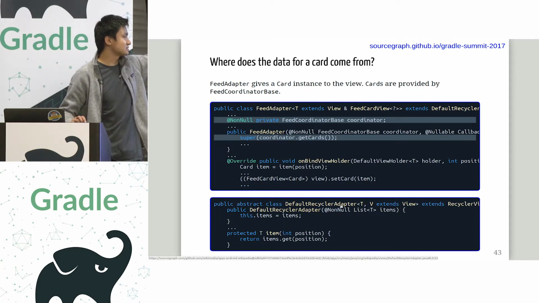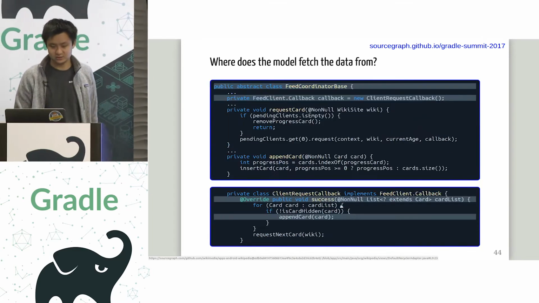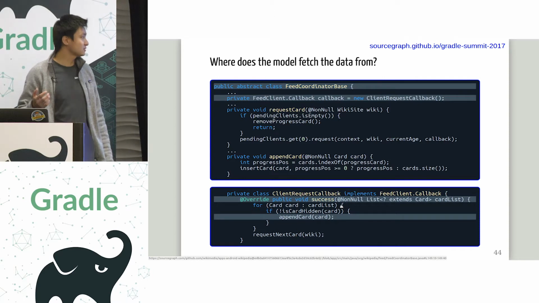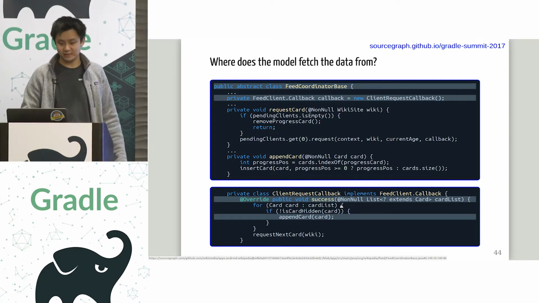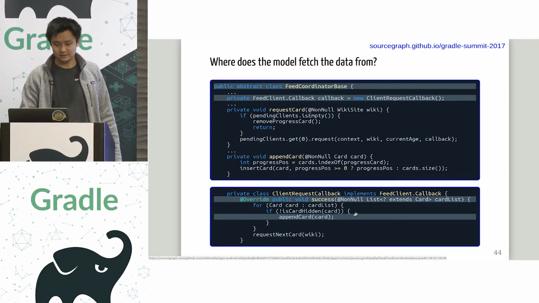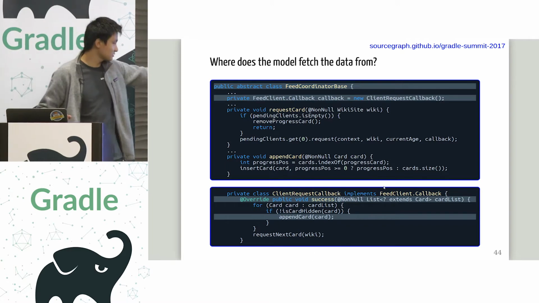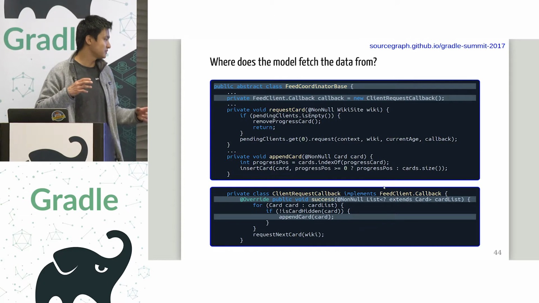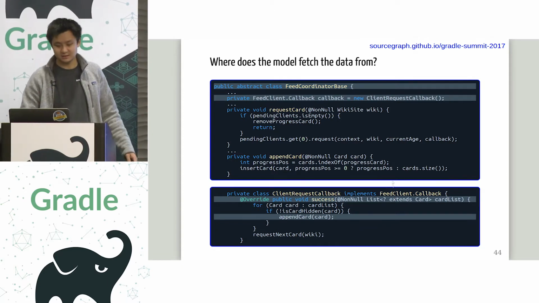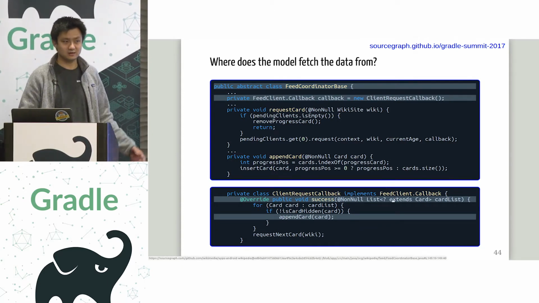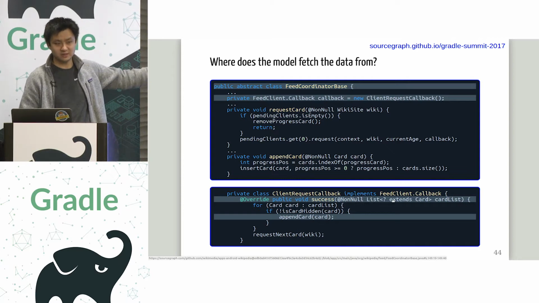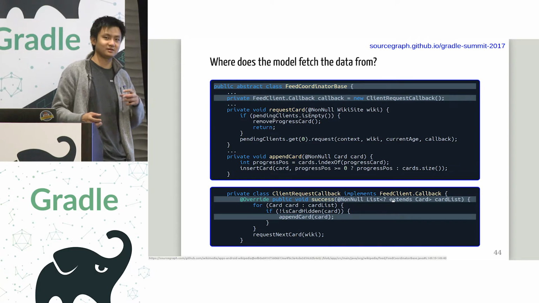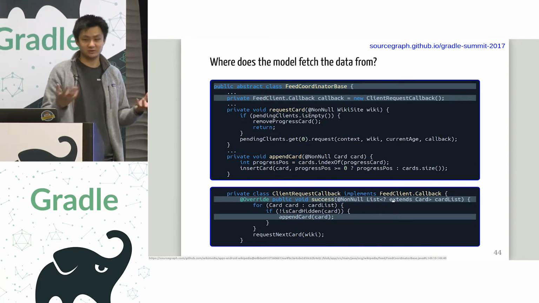Coordinator is an instance of this thing called feed coordinator base. So let's jump there. So what does feed coordinator base do? It has a reference to this client request callback instance. And if we jump to client request callback, we'll see that essentially it does some work to fetch the cards, and on success, it invokes append card on the feed coordinator base class. So what it looks like it's doing is it's doing some work to fetch the data and then adding the data to some in-memory data structure.